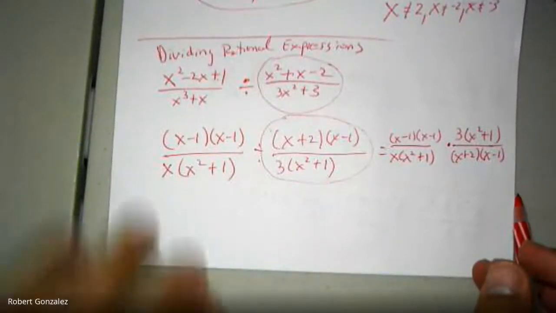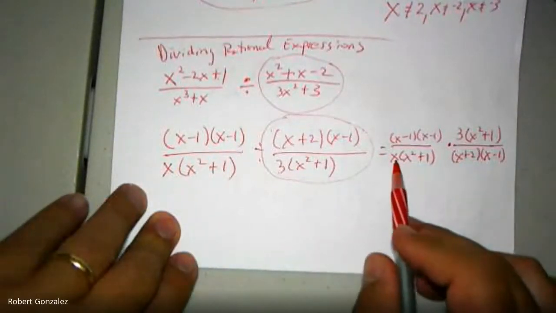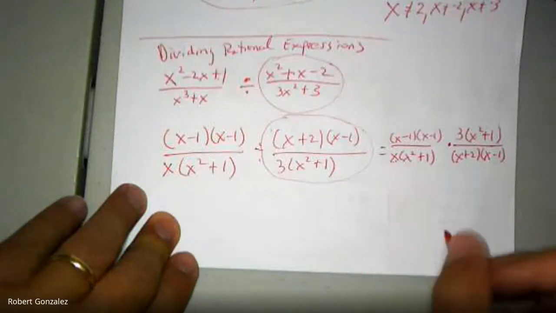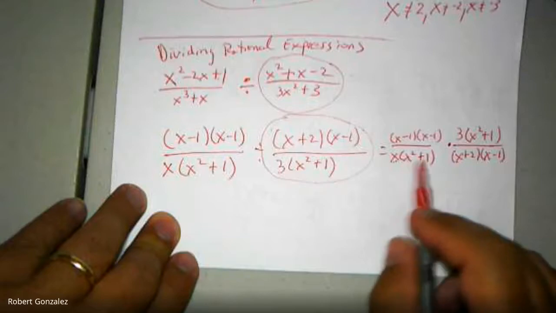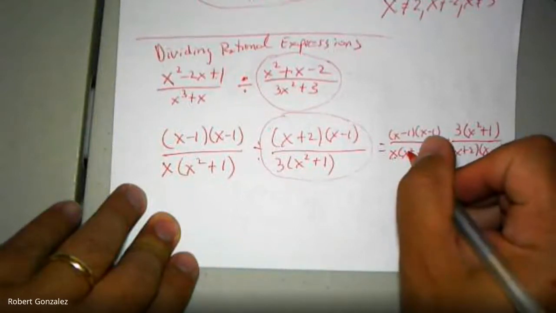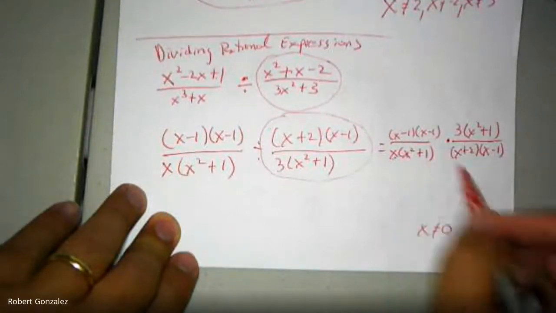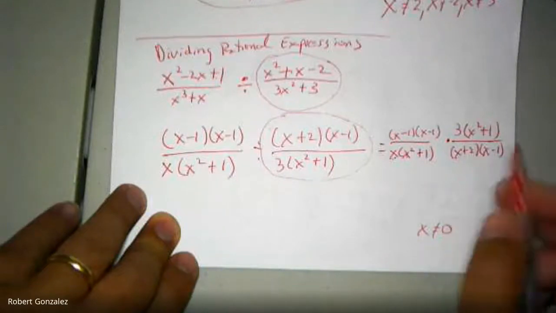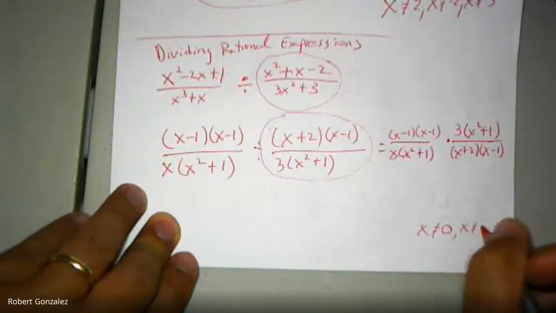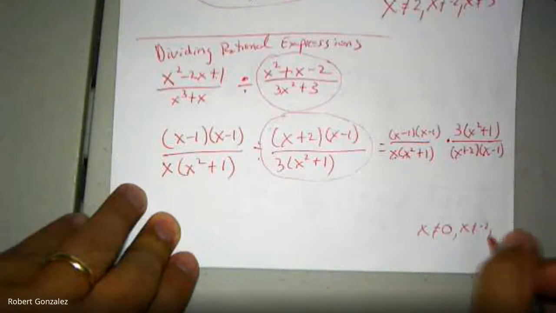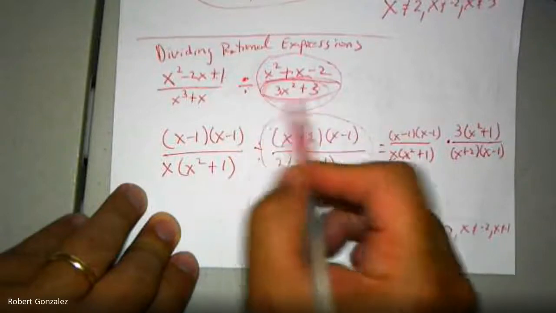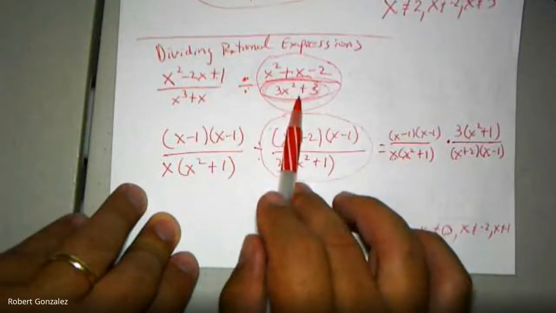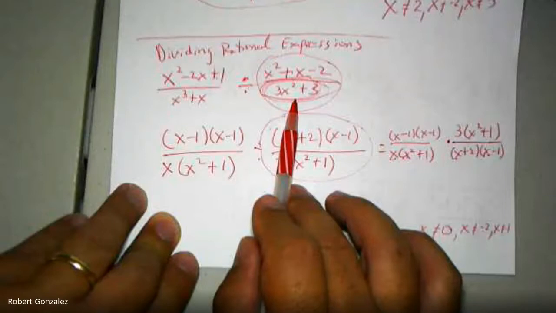Now, look at your excluded values. Here, x cannot be 0. Here, there's nothing that will come out of this. There's no number squared plus 1 that equals 0. Here, x cannot be -2, and x cannot be 1. The only problem here is we have to look back at this beginning denominator right here, and see, well, does anything make that 0 also?